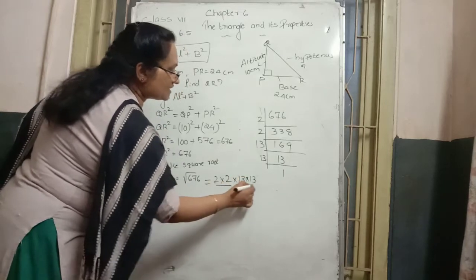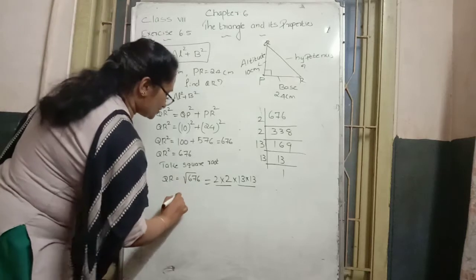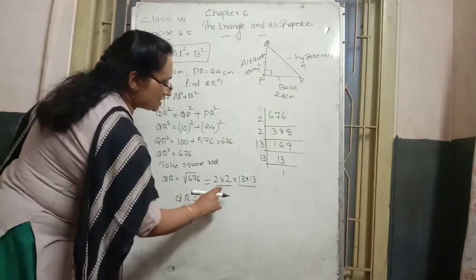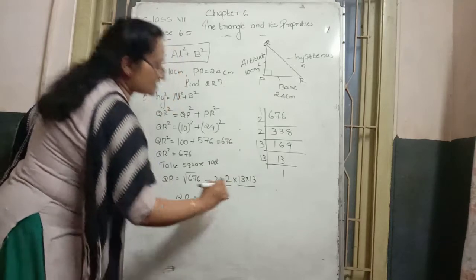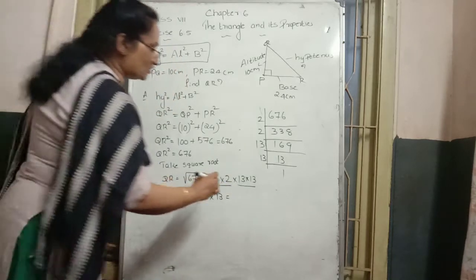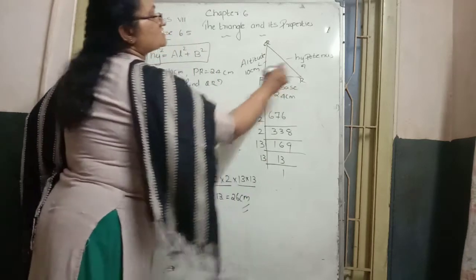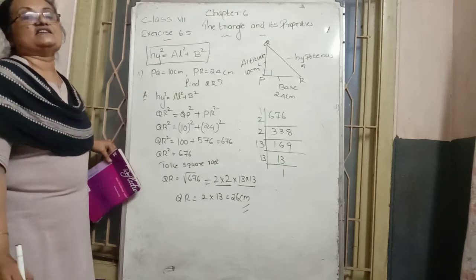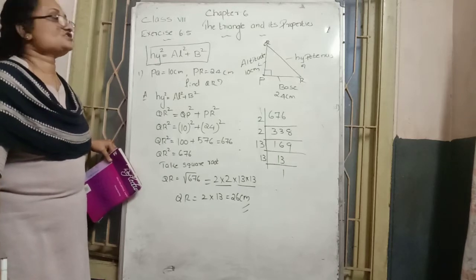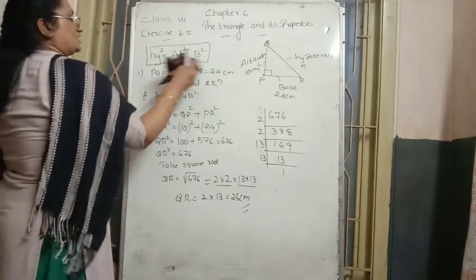Square root asking time, pairing, and from each pair one number take out. So QR is equal to, from the first pair, 1 two take out. Second pair, 1 13 take out. Then multiply 13 twos, how much will we get? 26 centimeters. So our QR side value becomes 26 centimeter. That is the answer. I hope you can understand that. QR becomes 26.